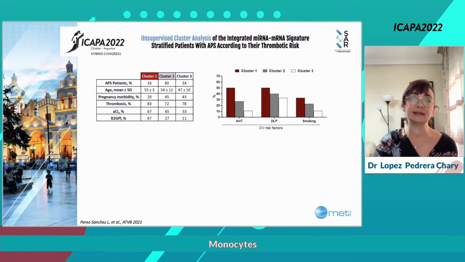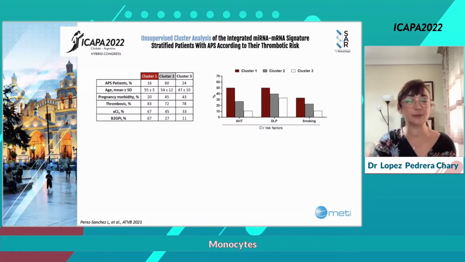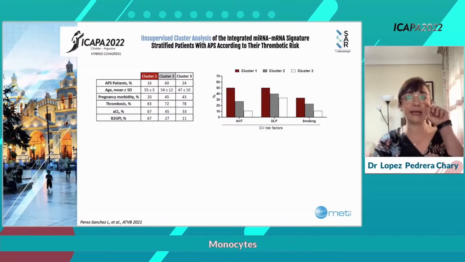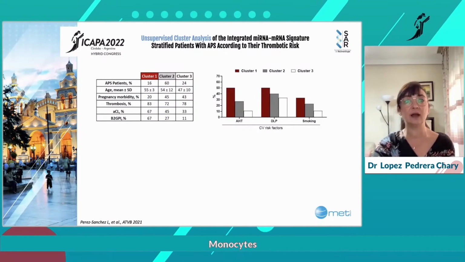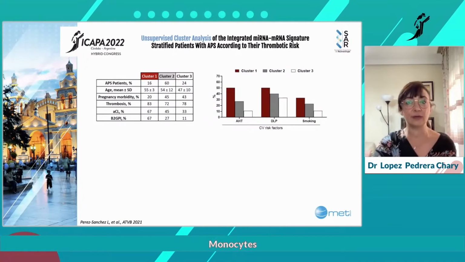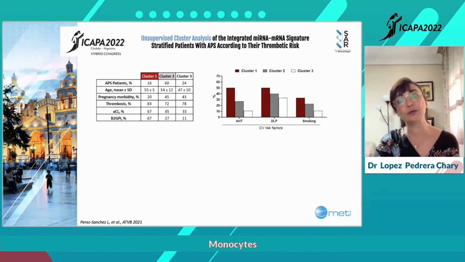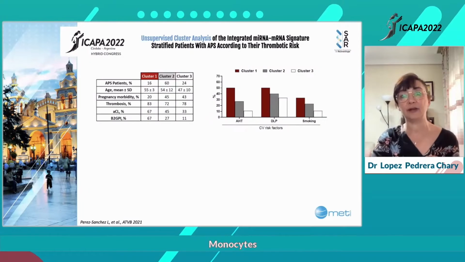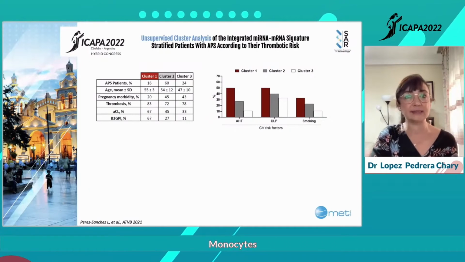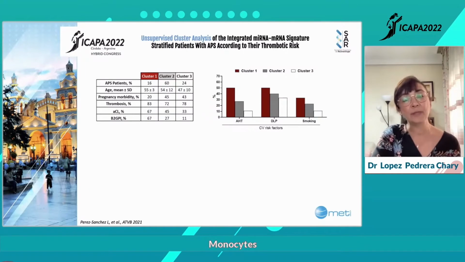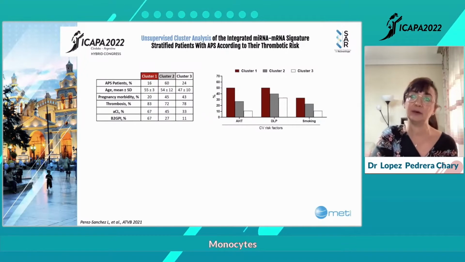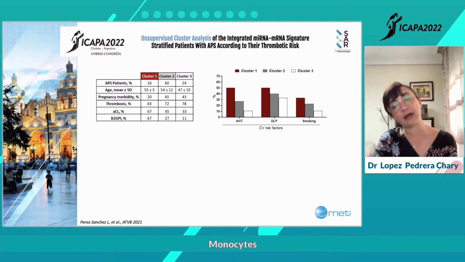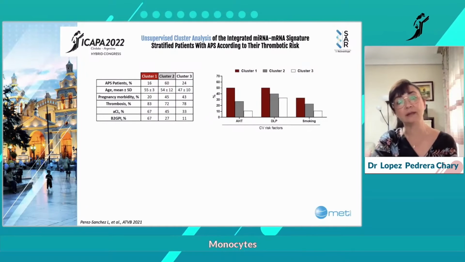On the contrary, cluster 3 comprised the youngest patients with a high incidence of thrombosis and obstetric complications, but low positivity for antiphospholipid antibodies and the lowest prevalence of cardiovascular risk factors. Cluster 2 represented an intermediate clinical phenotype with thrombotic events and obstetric morbidity, and also intermediate positivity for antiphospholipid antibodies and medium prevalence of cardiovascular risk factors.